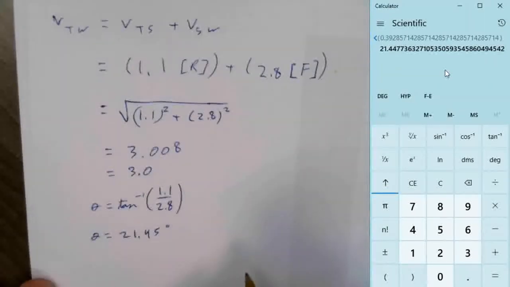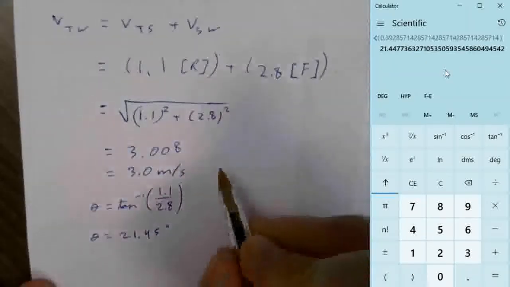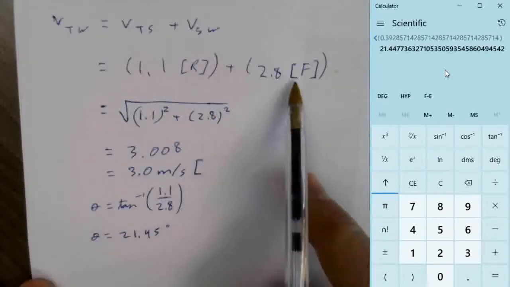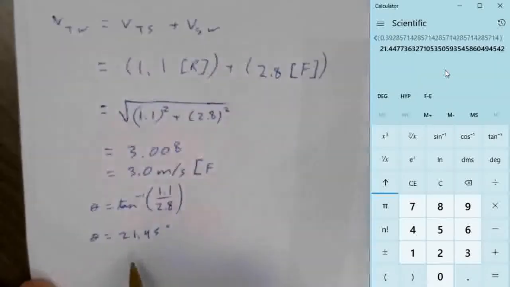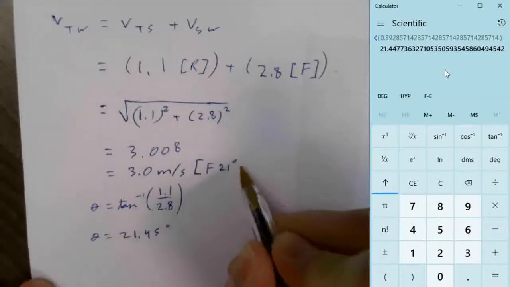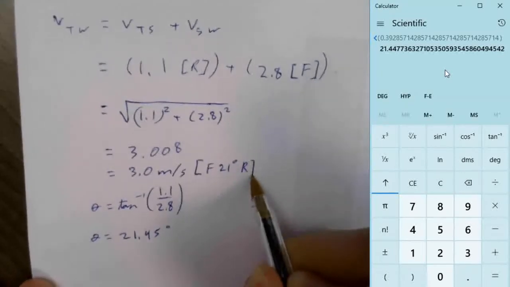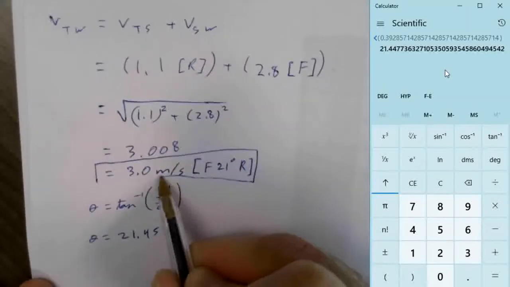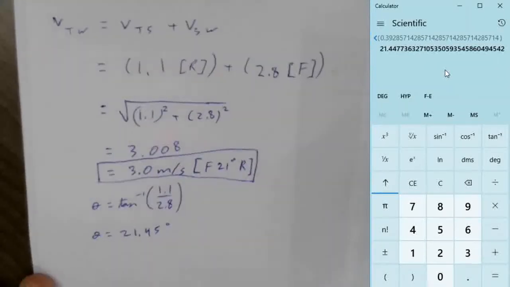Now using this, we can write our final solution here, and I will round to 2 significant digits, so 3.0 meters per second. My primary direction I would go is front. I would make a turn of 21 degrees, and that would be directed towards the right. I can box my solution, and that's how we would solve problem C.